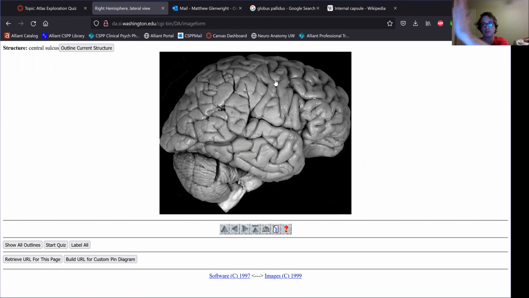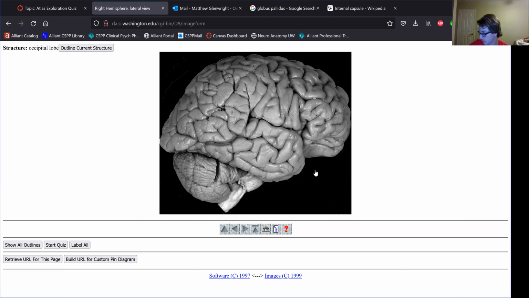So on the anterior side of the central sulcus, you have your precentral gyrus, which is the primary motor cortex. And then posterior to the central sulcus, you have your postcentral gyrus, which is your somatosensory cortex, primary sensory cortex. And then you have your superior temporal gyrus, which is right here, which is your primary auditory cortex. And then the occipital lobe is your primary visual cortex back here.